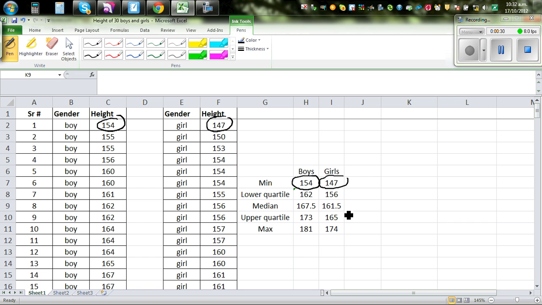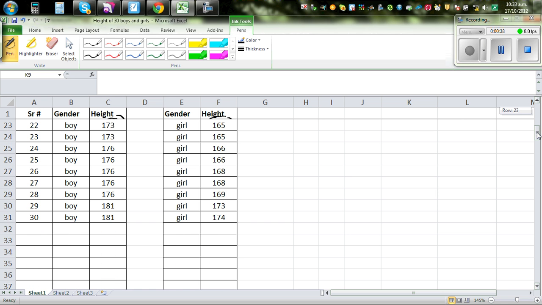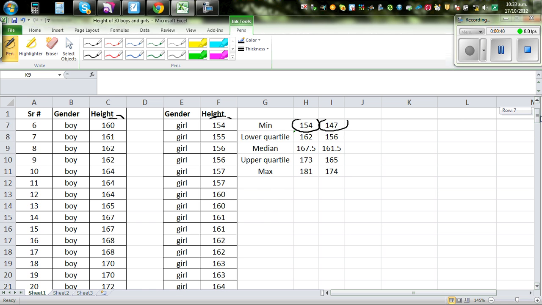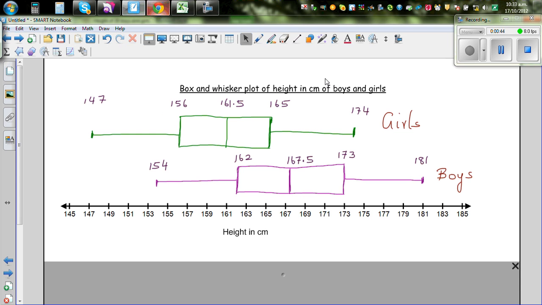Now, based on these stats, we want to make a decision from this data about the height of 30 boys and 30 girls: who is taller, boys or girls? So what I've done is I've drawn the box and whisker graph.